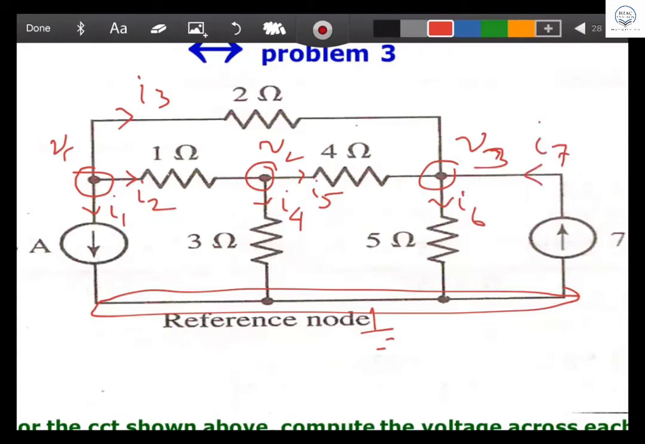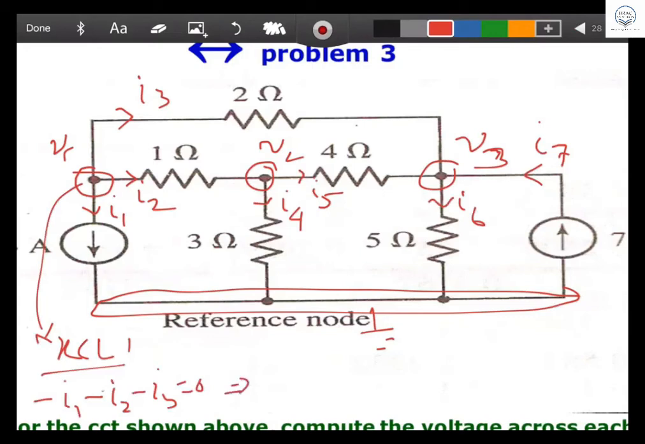Now, if I use KCL1 here, then it will be what? I1 is going out, so minus I1, minus I2, minus I3, equal to 0. So you can just write it like this. And then what will be I1? It is written, the ampere value is not, no, the ampere value is 7. This is 5 ampere. Or what is the ampere?